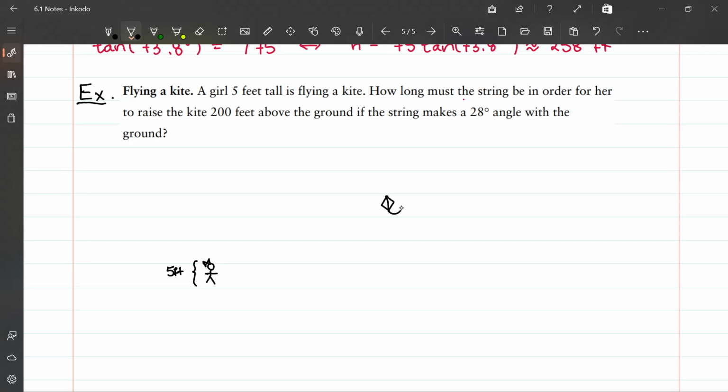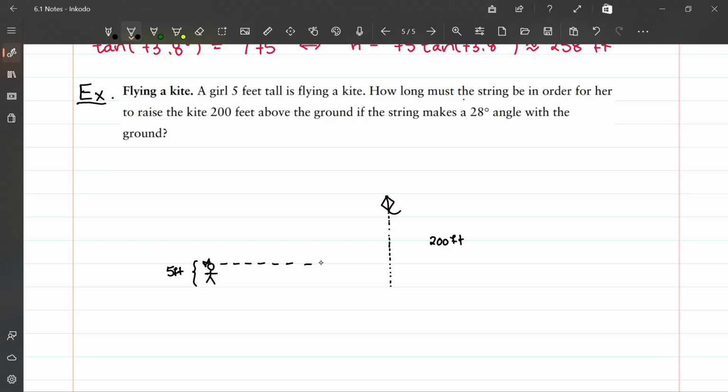There's our kite with its little kite tail. We know that if we were to measure the distance from the kite all the way to the ground, we would get 200 feet. So I'll go ahead and put that here, 200 feet. We also know that the string is making a 28-degree angle with the ground. Now, that might sound a little bit weird at first, but let's remember something.